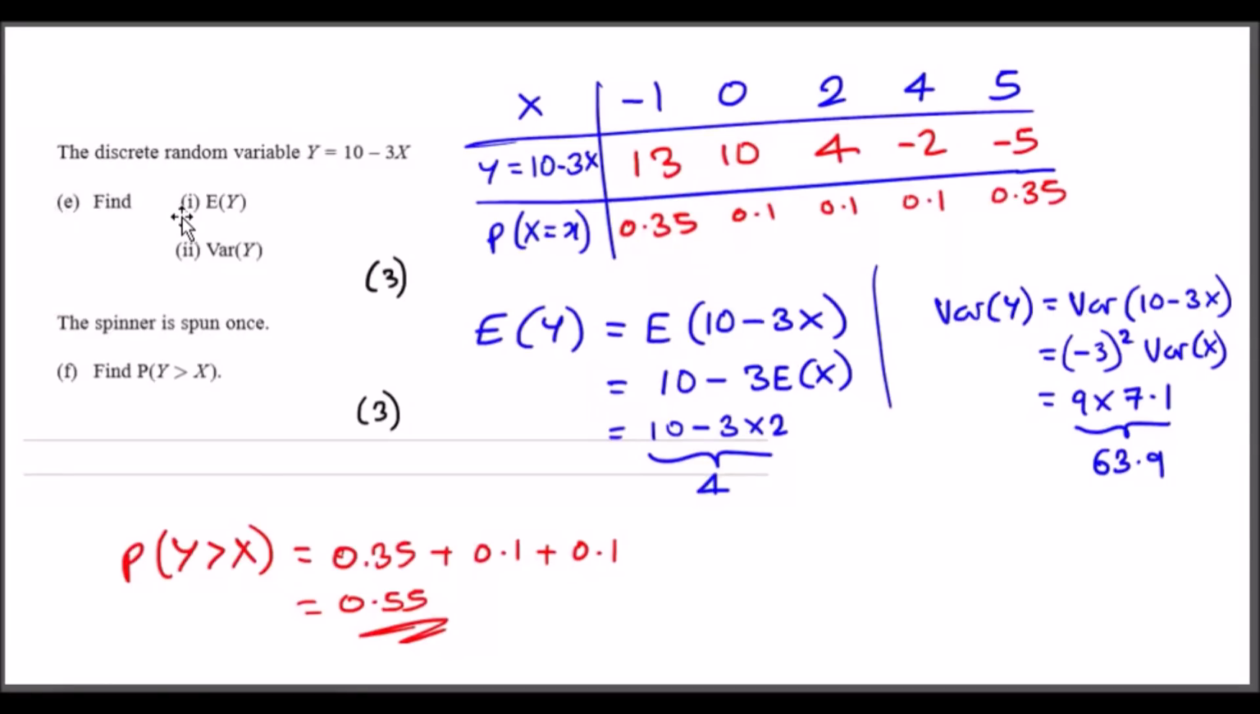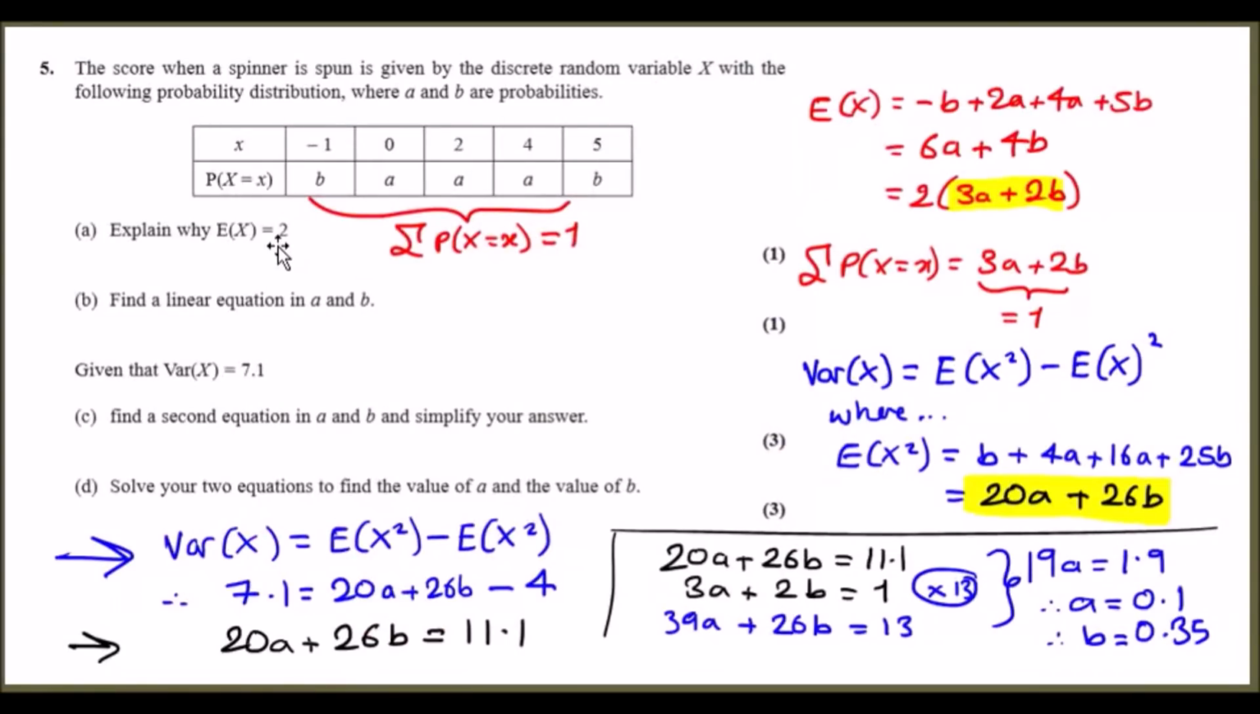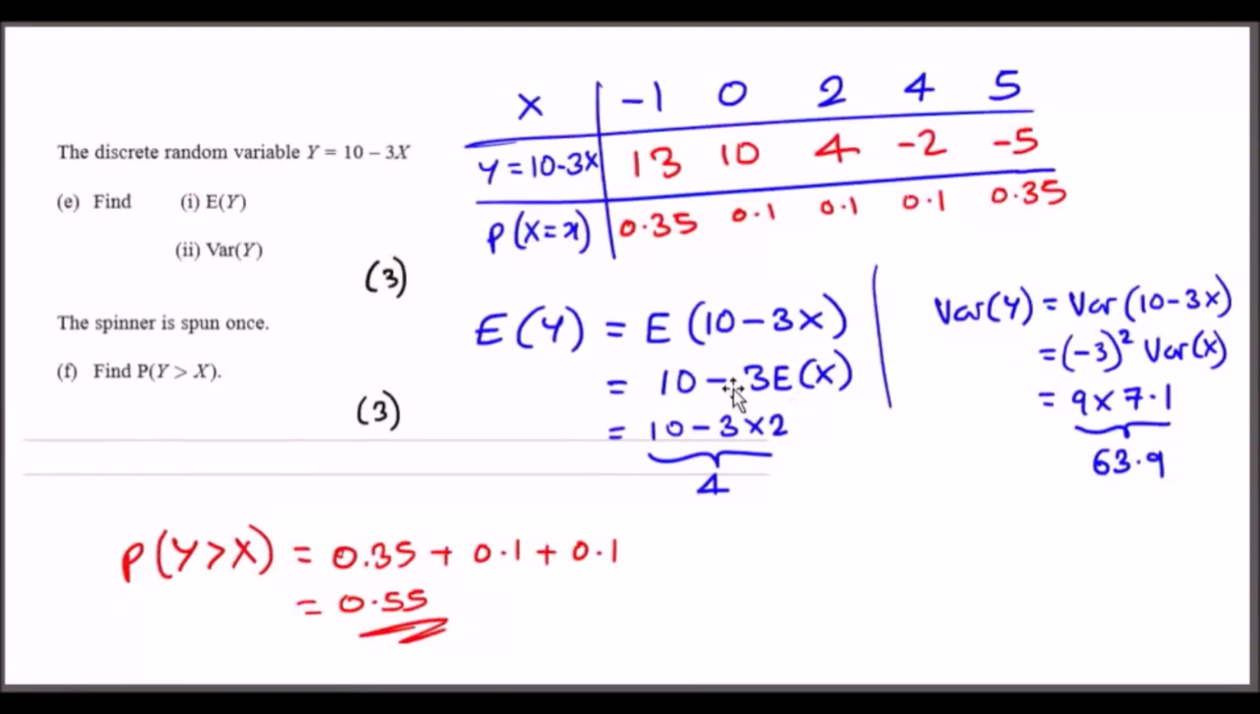So E, find the expected value of y and the variance of y. E(Y) literally means that you just take the expected value of the whole equation, so 10 minus 3x. Using the properties, if you take the expected value of a constant, it's just the constant, which is 10. If you take E on 3x, you only focus on the x, so everything else goes outside. So you're left with 10 minus 3 times the expected value of x. And E(X), we already know, is 2 from part A. So that's 10 minus 3 times 2, which is 4.